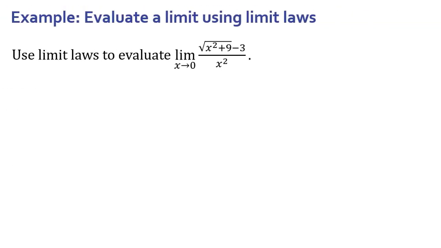So let's look at this example. Use limit laws to evaluate the limit as x approaches 0 of the square root of x squared plus 9 minus 3, all over x squared. When I look at this problem, I see that if I substitute 0 in for x, I'm going to get 0 in the numerator and 0 in the denominator. So I'm in that indeterminate form 0 over 0. So I've done step 1 where I've realized, shoot, I'm in this form. So now let's do step 2.